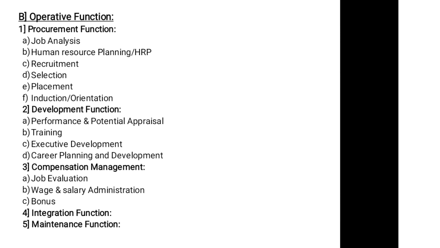Now the compensation function is divided into 3 activities. These are job evaluation, wage and salary administration, and bonus. The first activity is job evaluation. It is the process of determining the relative worth of the job. Worth means value.